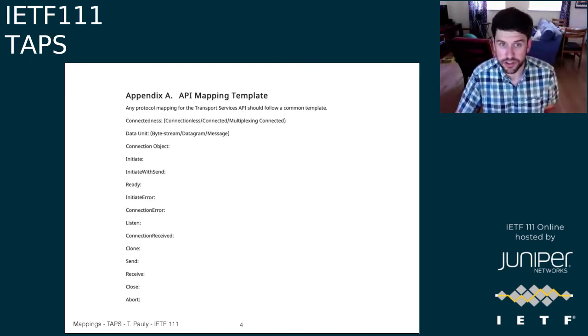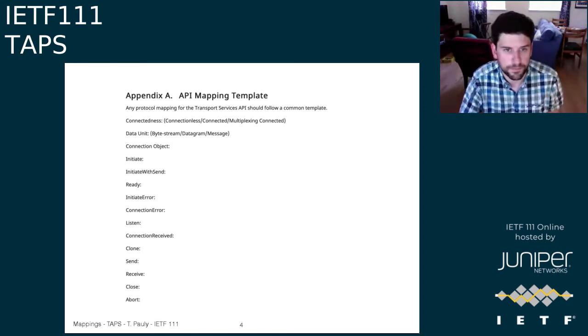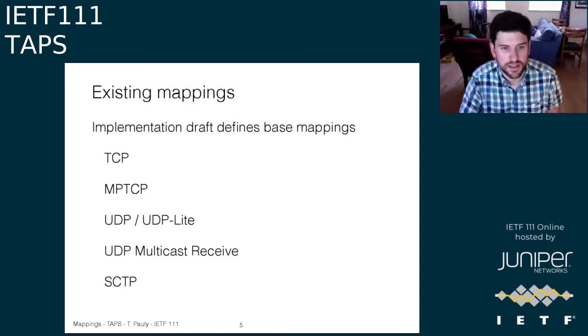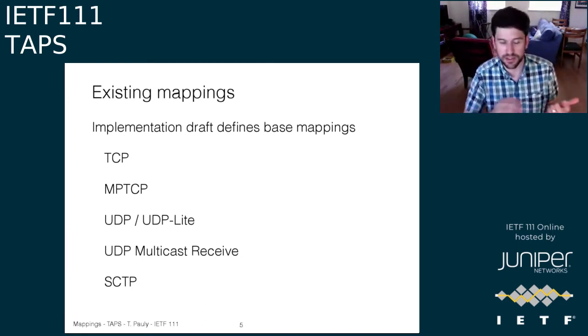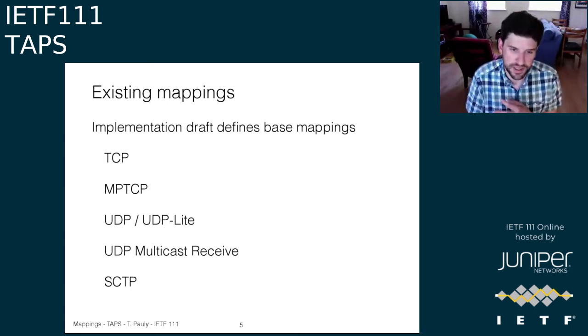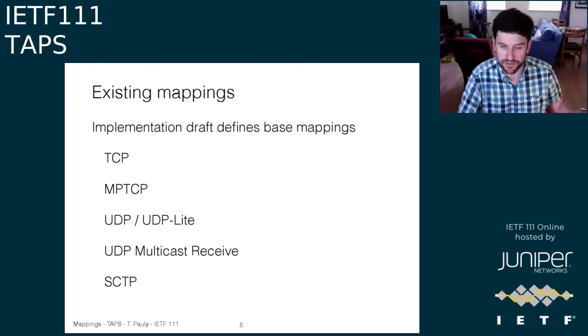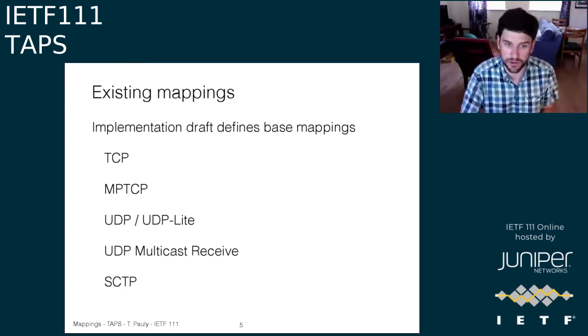And the implementation document currently has mappings for a lot of the basic protocols like TCP and UDP. Yep, so we already have TCP, MPTCP, UDP and UDP Lite. We have some text around UDP multicast receive and SCTP. So those ones are done. Those are also the ones that were covered in the earlier MinSet and before RFCs.